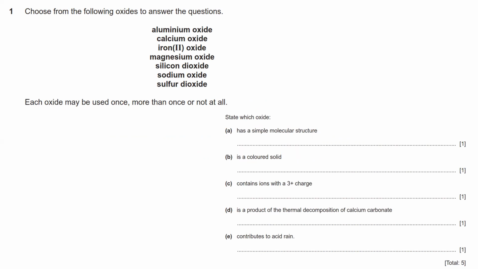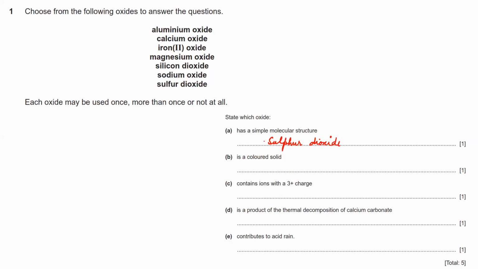State which oxide has a simple molecular structure. Remember, oxides are generally solid in nature. However, oxides which are gaseous in nature will have a molecular structure. In the given list, only sulfur dioxide is an oxide which is found in molecular structure or in gaseous state. So the answer will be sulfur dioxide.